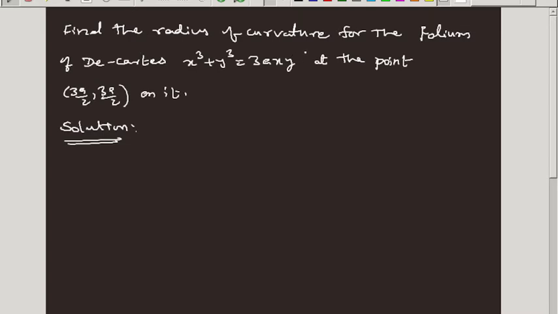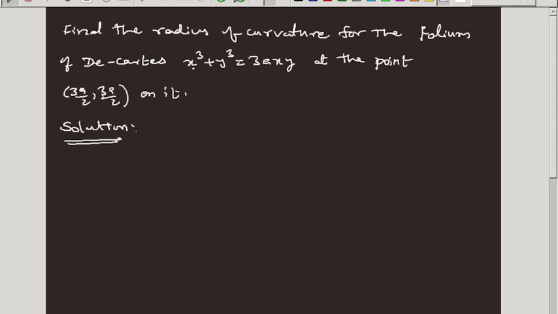Find the radius of curvature for the folium of Descartes, x cube plus y cube equal to 3a x y, at the point (3a by 2, 3a by 2) on it. So here we have the Cartesian form of the function, x cube plus y cube equal to 3a x y. So here we differentiate with respect to x.